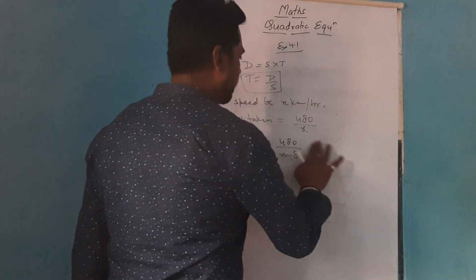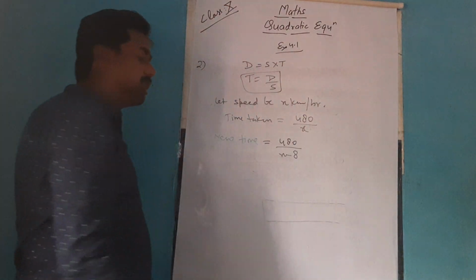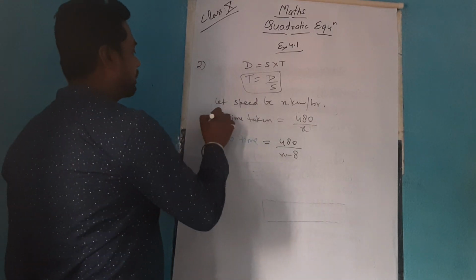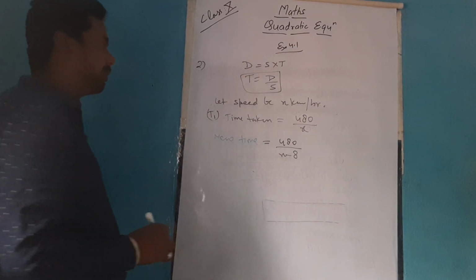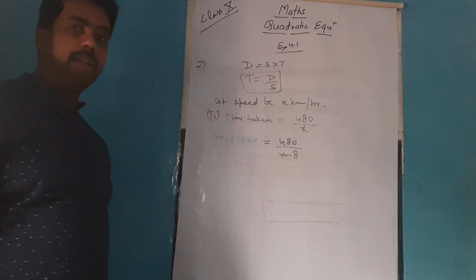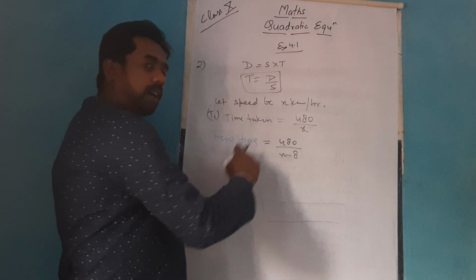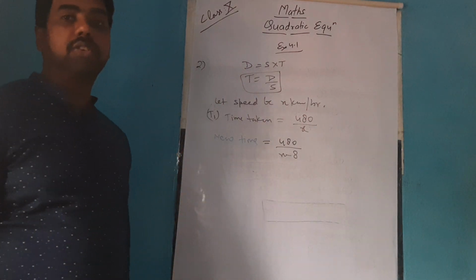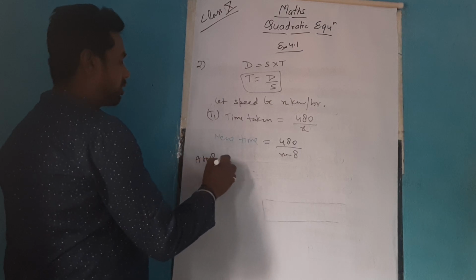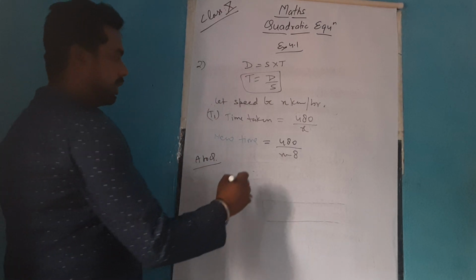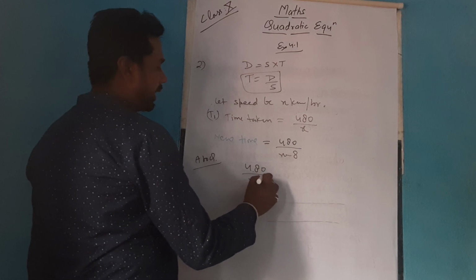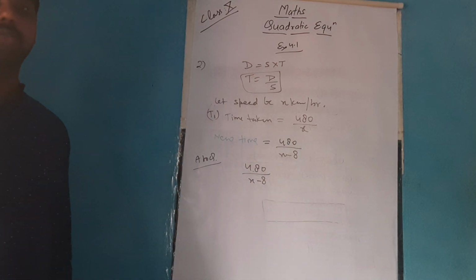Sorry, it's not plus 3 here. Whatever time he was taking previously, suppose I denote it as t1. So when he decreases the speed, whatever time he was taking earlier will be increased by 3 hours more. It means when you form the equation, when he is decreasing the speed, it becomes 480 by x minus 8 for the same distance of 480.